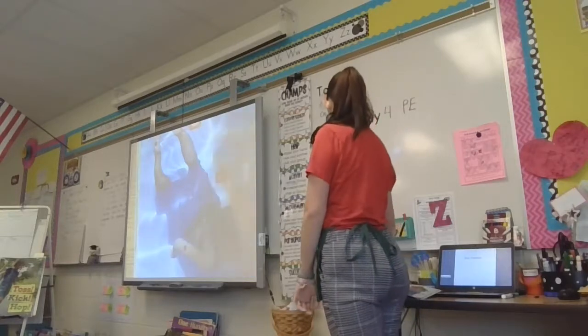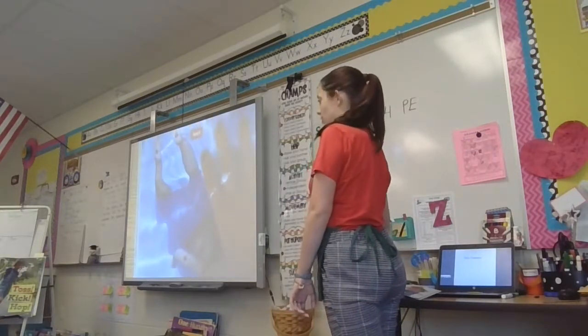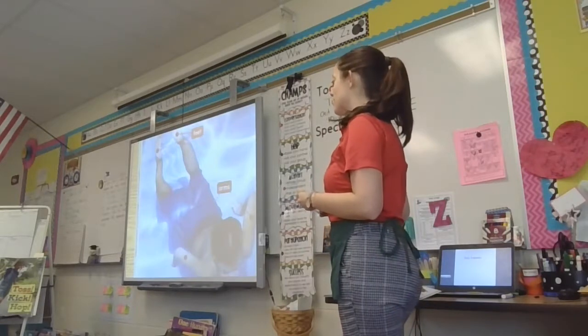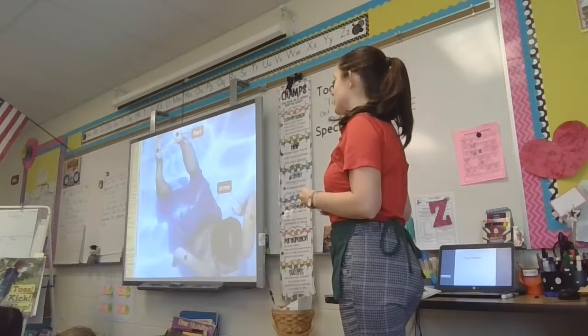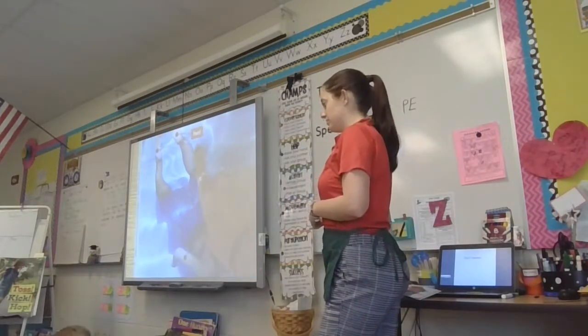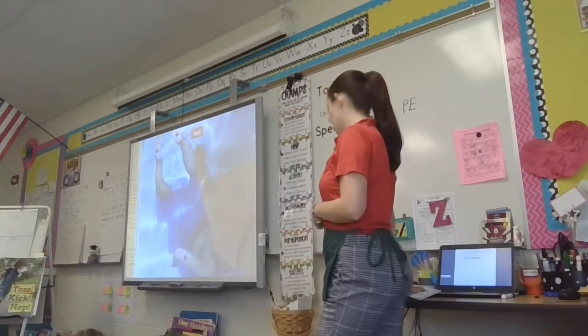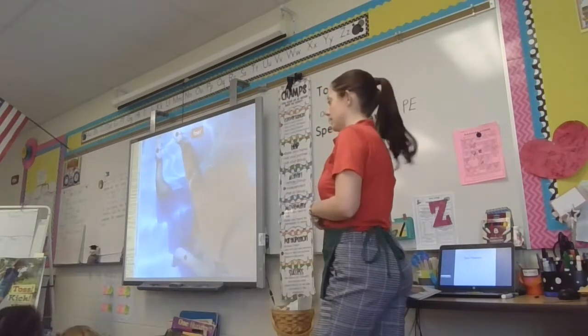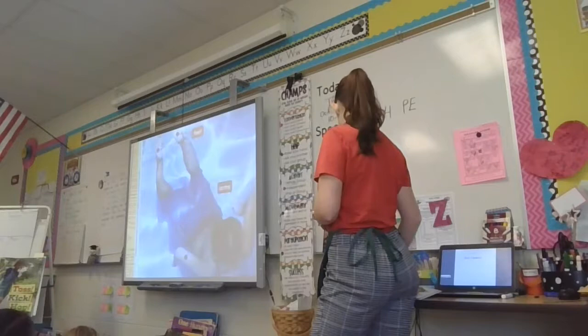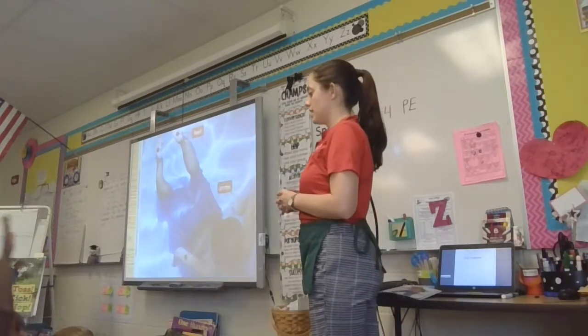The feet, right? Which text feature is that? Do you know what it's called? Starts with an L. Do you remember? Label. Good. So what does a label tell us? It tells us about what it's pointing to, right? It tells us more about the picture, and what it is. Right, it tells us what it is. Do you see another label on this page? Cheyenne?